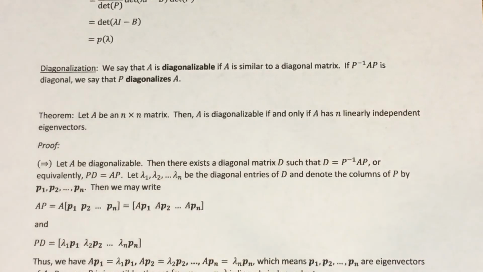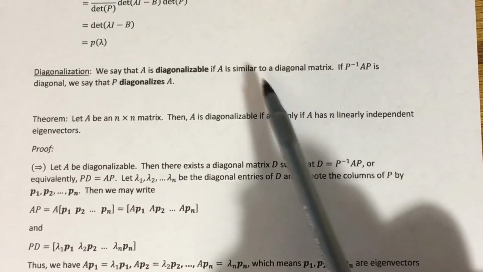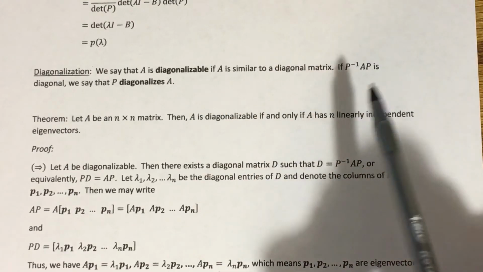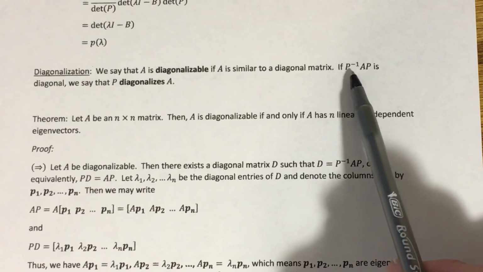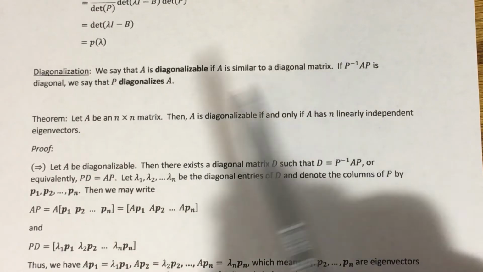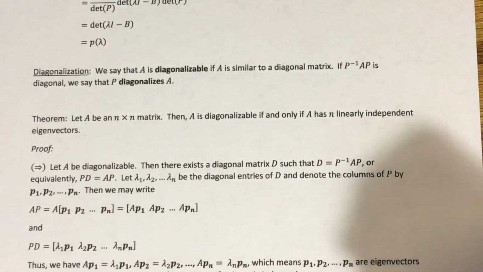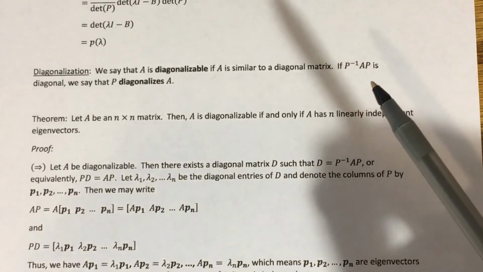So in the relationship of similarity, if I say A is similar to B, to say that A is diagonalizable would be to show that B could be a diagonal matrix. So if A is diagonalizable, and we're trying to establish that P inverse AP is a diagonal matrix, then we say that P diagonalizes A. We're going to go into a theorem here that's going to be really useful for this topic of diagonalization.